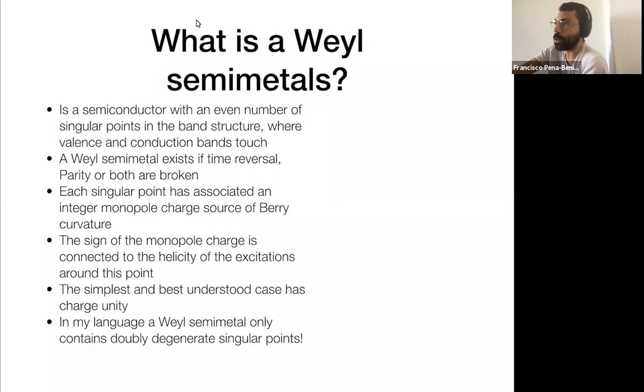The best understood case is the case in which that monopole charge takes value 1, which is the standard case of Weyl semimetals everybody talks about, in which the dispersion relation of the quasiparticles has a linear form. There are some generalizations of that case that I will mention during the talk, in which the monopole charge takes a higher value than 1, and in those cases the dispersion relation is not linear anymore. But okay, you will see soon.